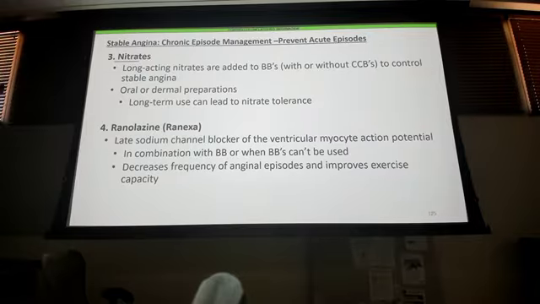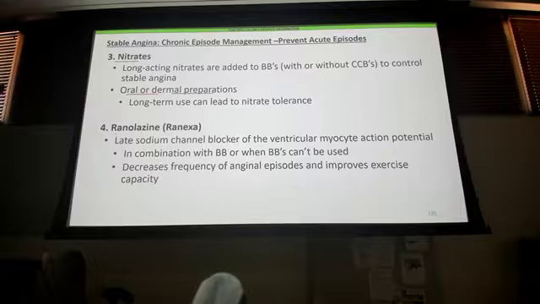Next thing you can do is give them nitrates, and this is not the sublingual nitrates that you use in the acute setting. This is going to be something that is more of a long-term, longer-acting or longer-lasting medication. And so you've got oral and dermal preparations, so pills or topical creams that you can put on, and that will give you a longer-acting version of this.